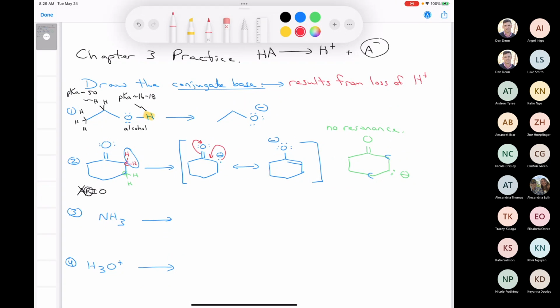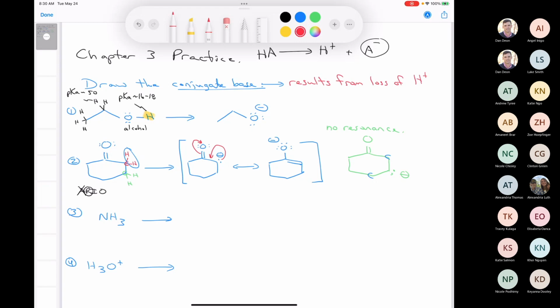Okay, what about ammonia, NH3? What would be the conjugate base of NH3? Could anybody type it in the chat or unmute their mic and just holler it, just yell at me? Don't worry, I won't be offended. I'd be happy. Could anybody tell me what the conjugate base of ammonia would be? NH3, it loses. Yeah, absolutely. Kiana, put it in the chat.